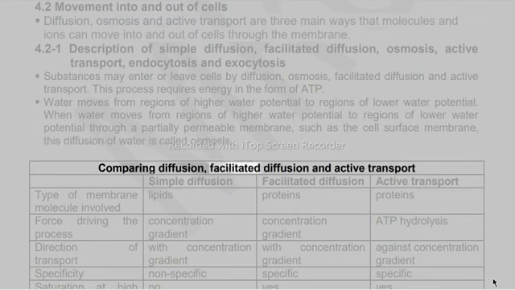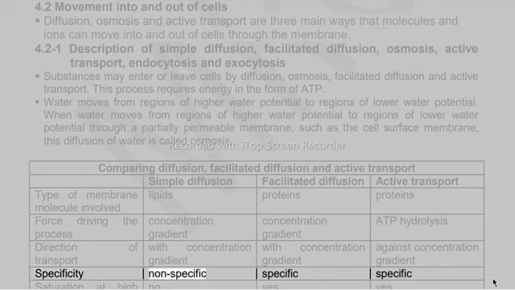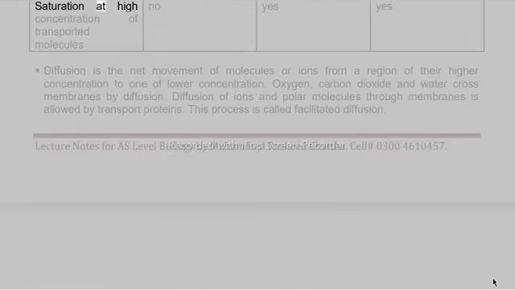Comparing diffusion, facilitated diffusion and active transport. Type of membrane molecule involved: lipids, proteins. Force driving the process: concentration gradient, ATP hydrolysis. Direction of transport: with the concentration gradient, against the concentration gradient. Specificity: nonspecific, specific. Saturation at high concentration of transported molecules: no, yes.